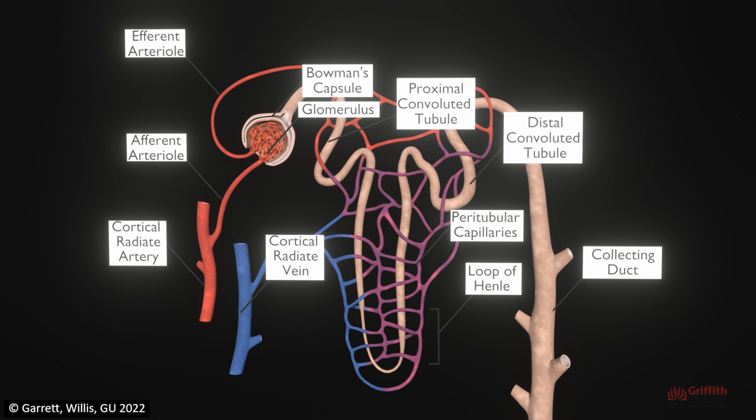Note that the nephron is surrounded by a capillary network. In 85% of nephrons, called cortical nephrons, this capillary network makes up the peritubular capillaries. However, there is a smaller number of juxtamedullary nephrons, which have long nephron loops, and in these nephrons, these capillaries are called the vasa recta, recta meaning straight.